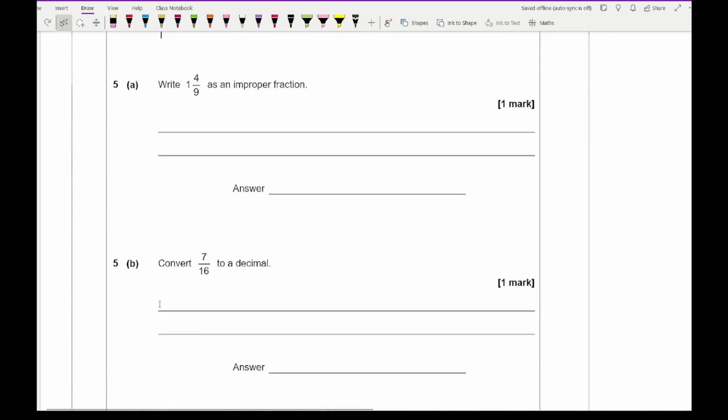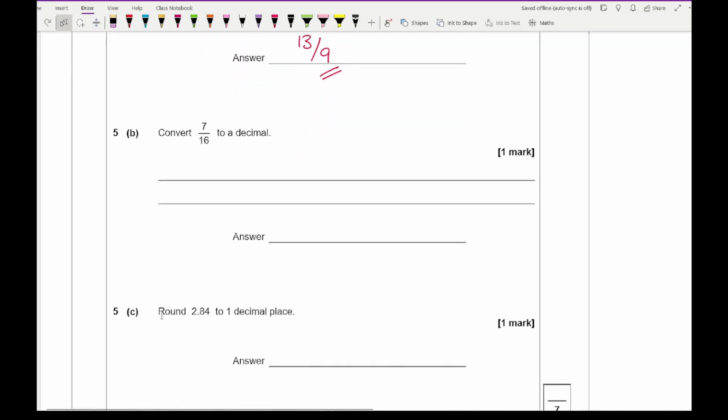Then for 5a, it says what is 1 4/9 as an improper fraction? So for this, what we need to do is multiply the big number by the bottom number, so that's 1 times 9, and then we add it to the top number and we divide by the original denominator, which is 9. So 1 times 9 is 9, plus 4 is 13, and so it's going to be 13 over 9.